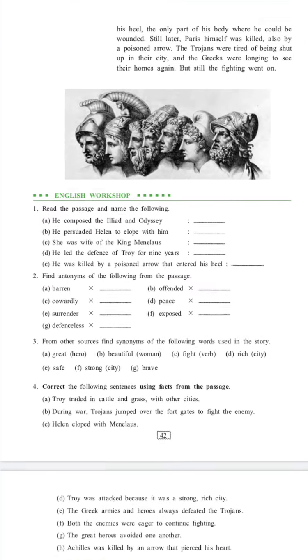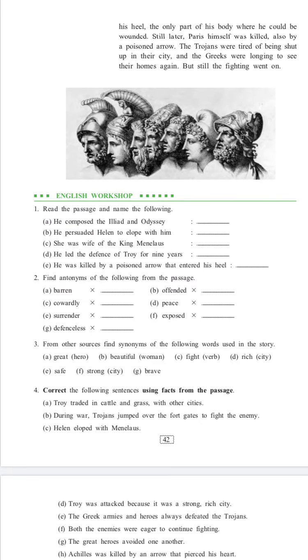English Workshop. 1. Read the passage and name the following. A. He composed the Iliad and Odyssey. Who is he? B. He persuaded Helen to elope with him. Who is he? C. She was the wife of King Menelaus. Who was she? D. He led the defense of Troy for 9 years. Who was he? E. He was killed by a poisoned arrow that entered his heel. Who was he?